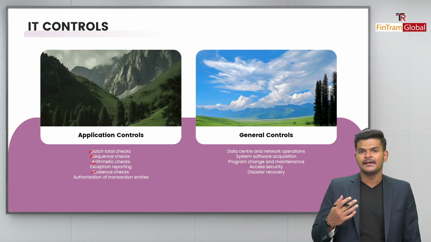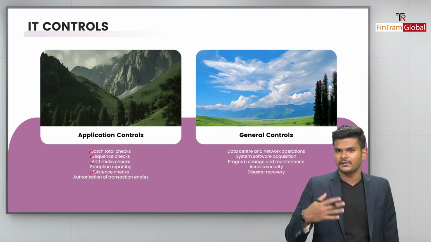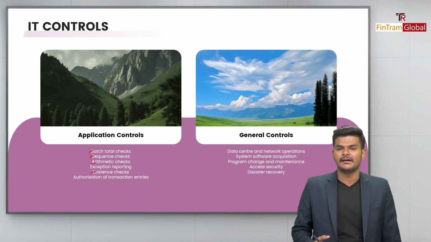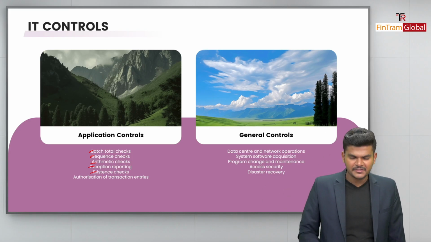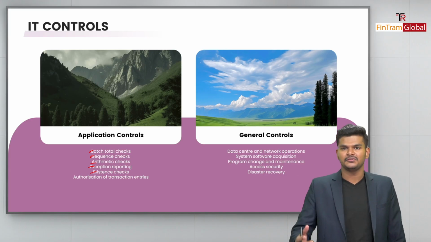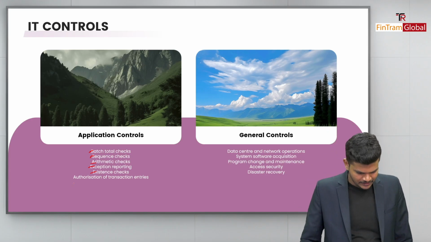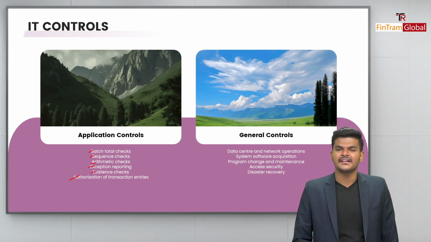If I am recording certain inventory or any assets in my non-current asset register, then does it actually exist? That is something I'm verifying. Exception reporting, as in if there are any anomalies or unusual items, pointing that out in a particular report, and authorization of transaction entries as well.